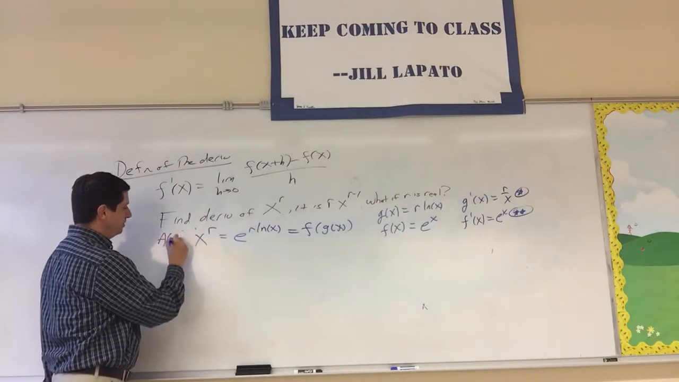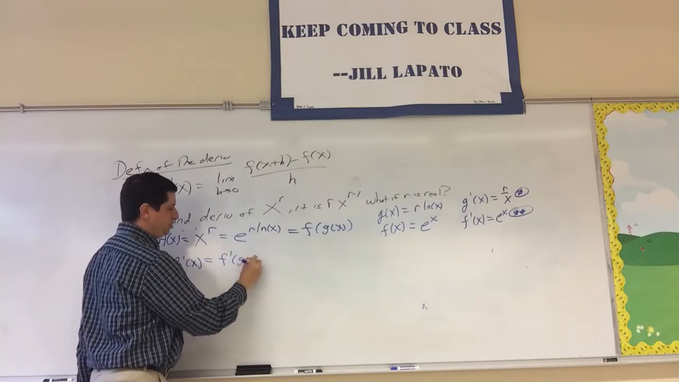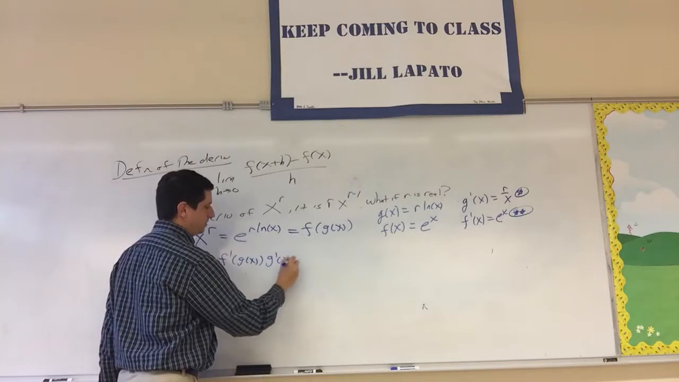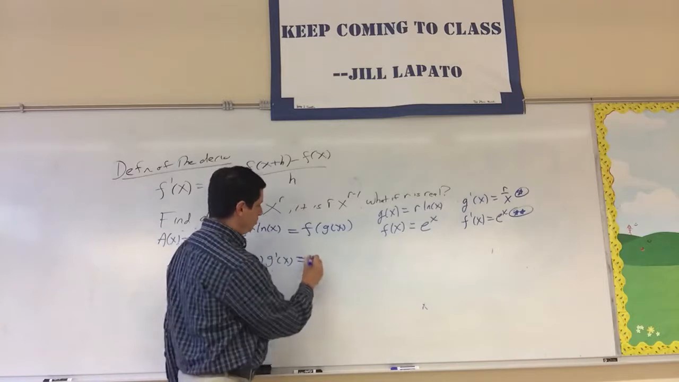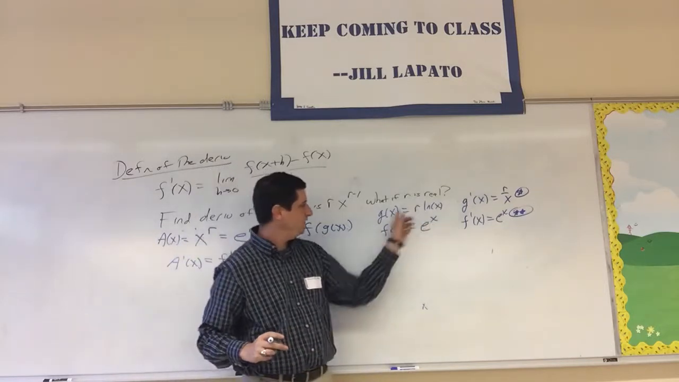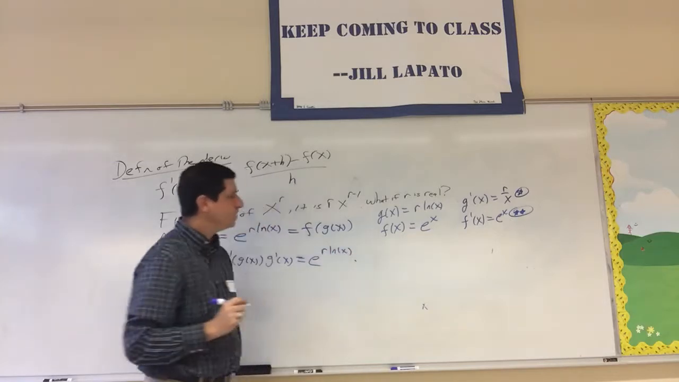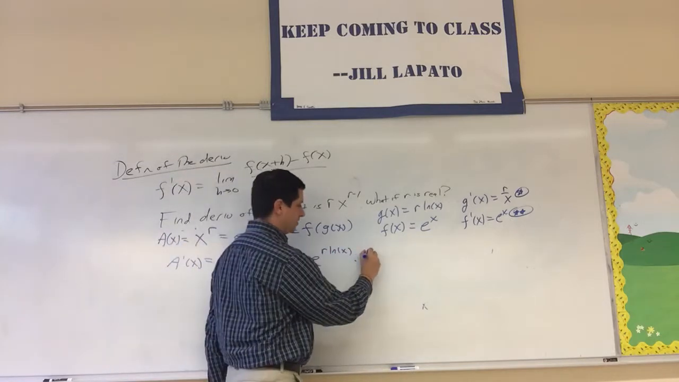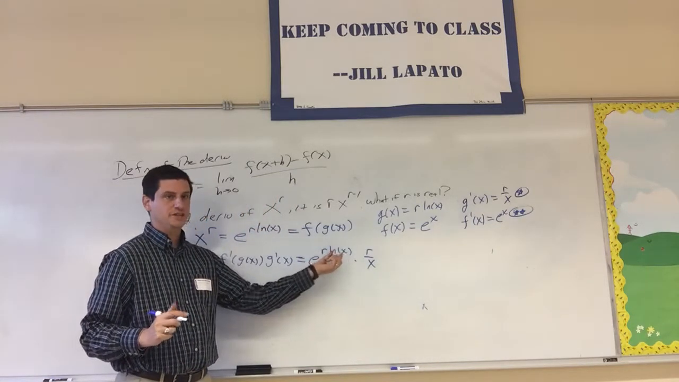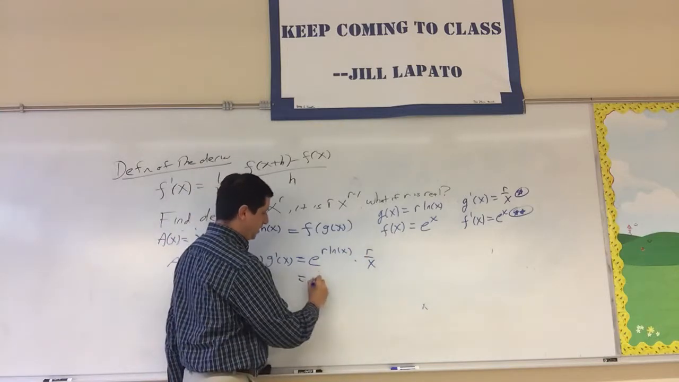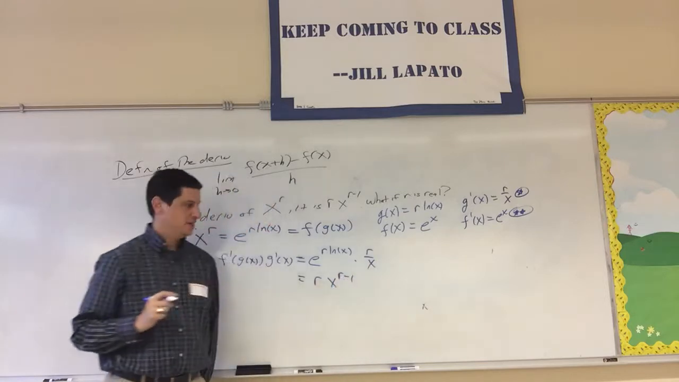So if this is my function, then by the chain rule, h prime of x is just f prime at g of x times g prime of x. So what do I get? I get f prime, which is the exponential, evaluated at g of x, so that's going to be e to the r natural log of x. And then I have to multiply by g prime, which is r over x. Well, e to the r log x, that's just x to the r. So I'll bring out the r, I have x to the r, and then because I have an x down below, it's x to the r minus 1.